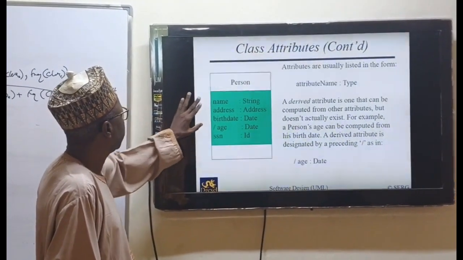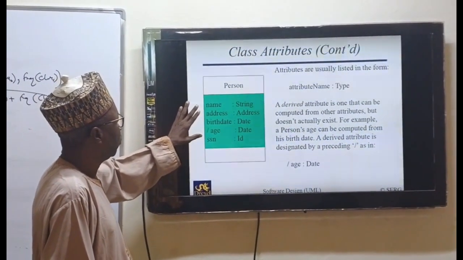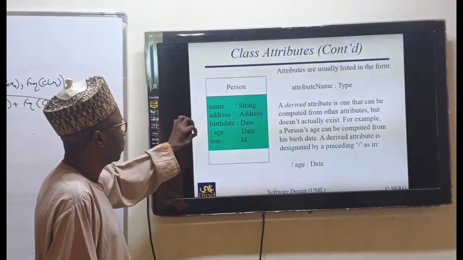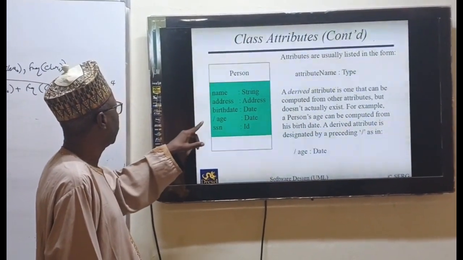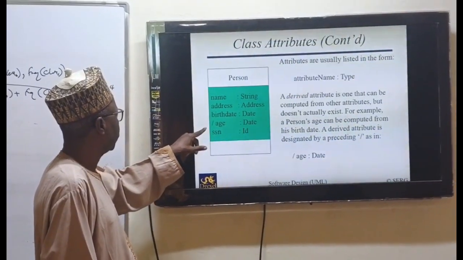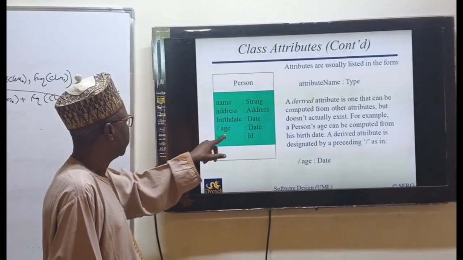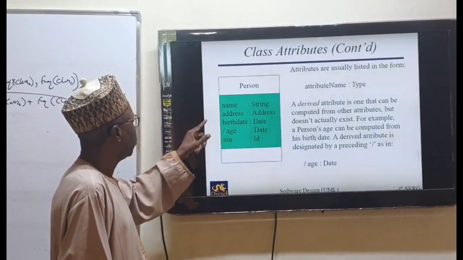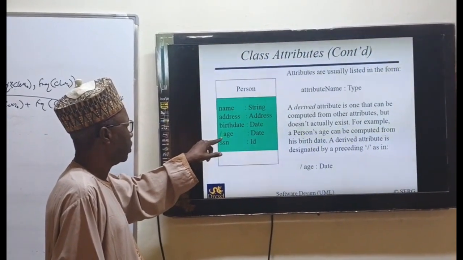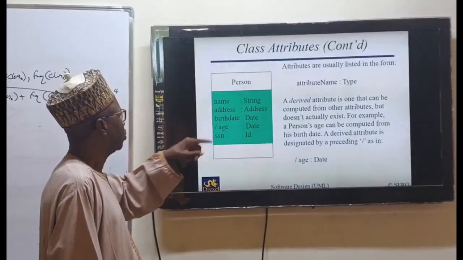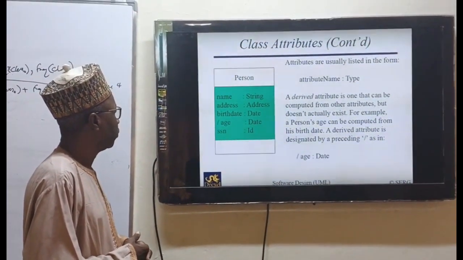So now a derived attribute means an attribute that does not stand on its own, but we can derive it, means we can get it from another attribute. And then we normally denote a derived attribute using a forward slash, as in the case of age here. Age is a derived attribute of type date, because when we know the birth date of a person, then we can compute his age.